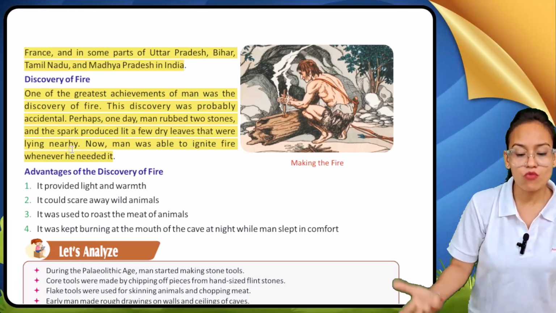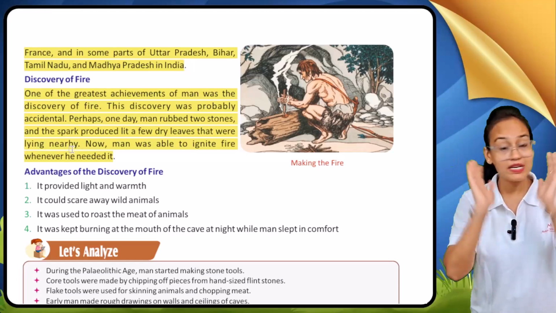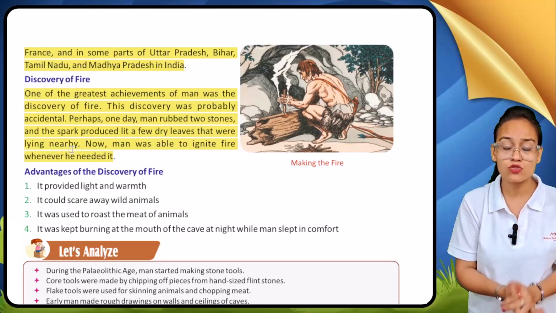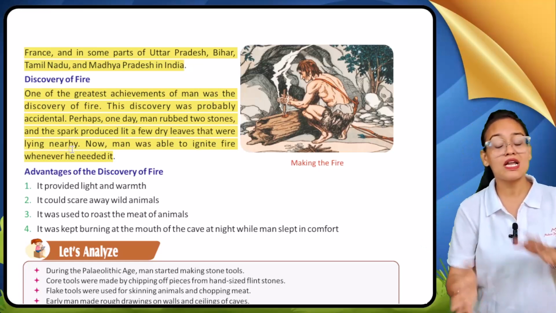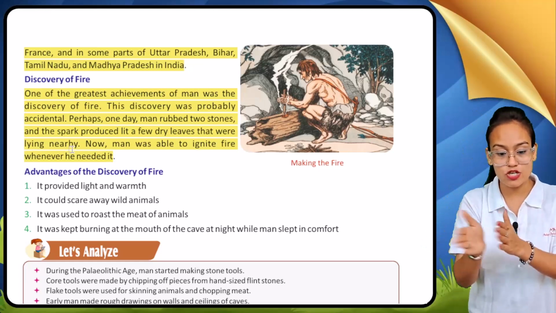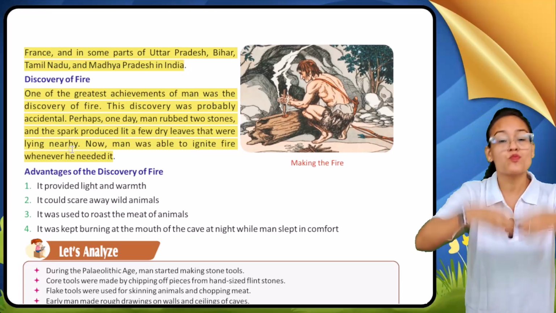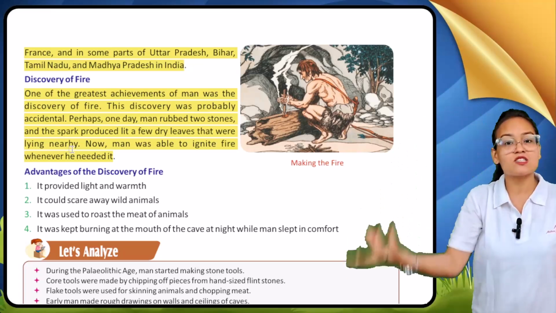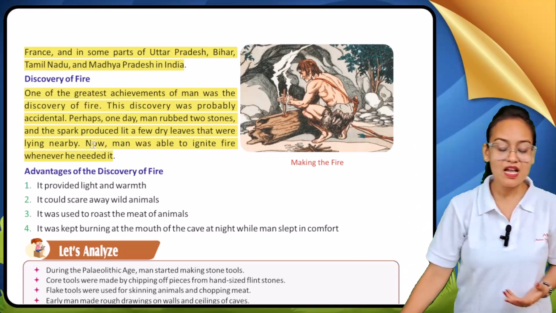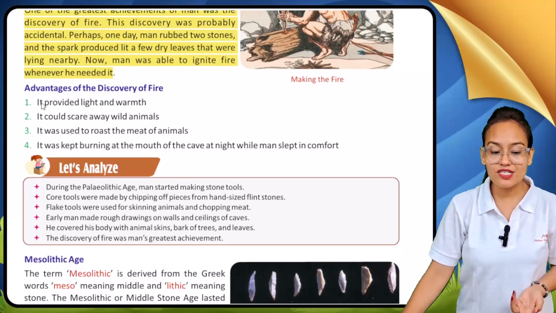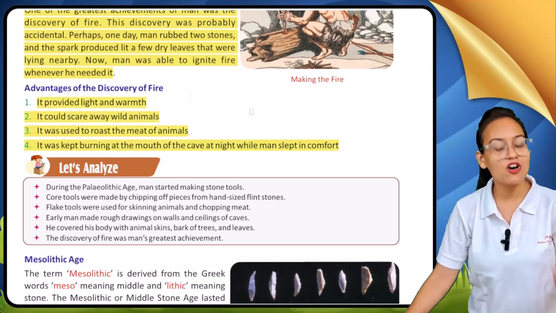Maybe one day a man rubbed two stones. It is a theory only, not based on any facts. According to historians, maybe a man one day sat down and started rubbing two stones against each other, and when he was continuously rubbing them, maybe a spark was produced, and due to that spark, fire was accidentally discovered.